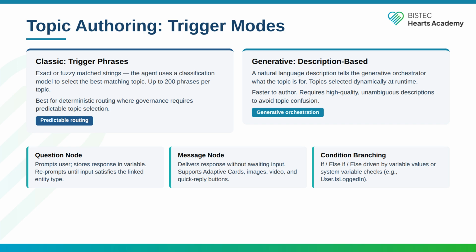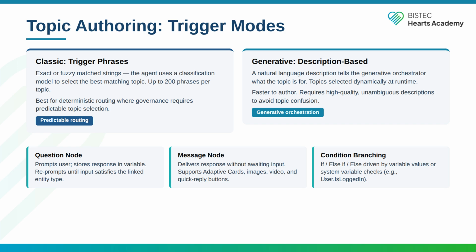Generative description-based mode works differently. Instead of phrases, you write a natural language description of what the topic is for. At runtime, the generative orchestrator reads all topic descriptions and decides dynamically which topic applies to the incoming message. Authoring is faster. Routing is less predictable, especially when two topics have overlapping purposes or ambiguous descriptions.